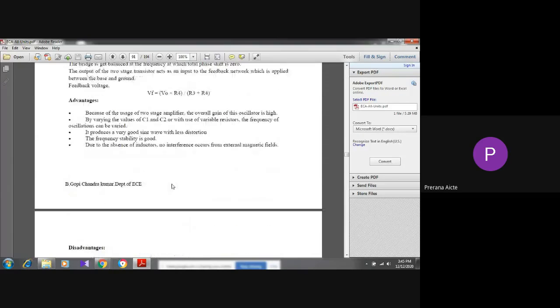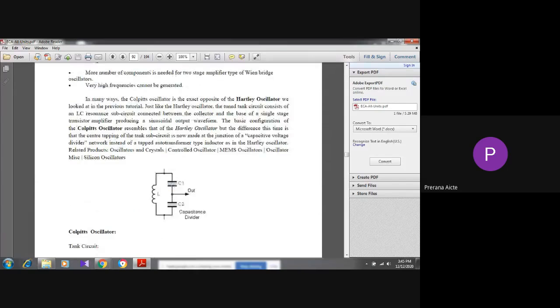Next, this is about RC oscillators. So till now we have seen RC oscillators: one is the phase shift oscillator, another one is the Wien bridge oscillator. Now next we will discuss LC oscillators. In LC oscillators, the main elements are inductor and capacitor, that too in the feedback network. In LC oscillators, we have two types: one is the Hartley oscillator, another one is the Colpitts oscillator.